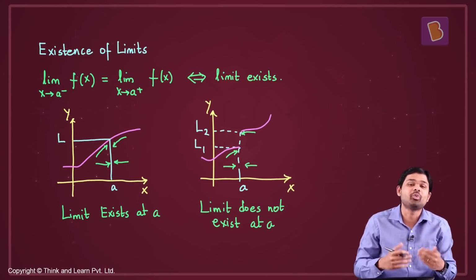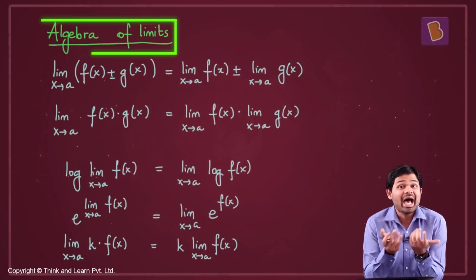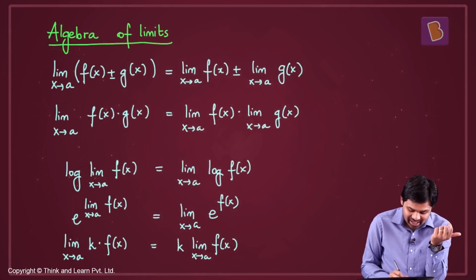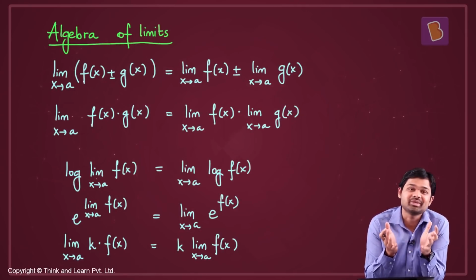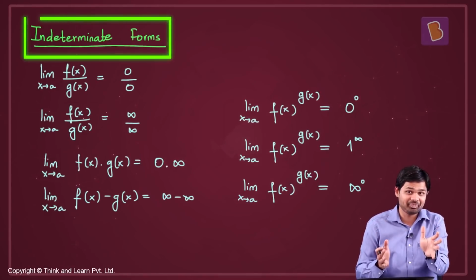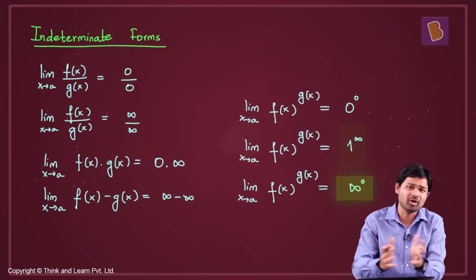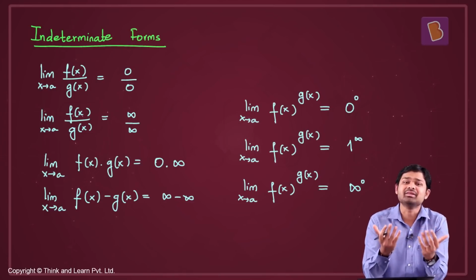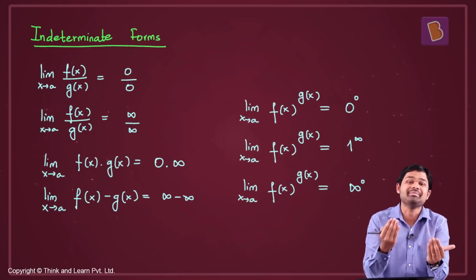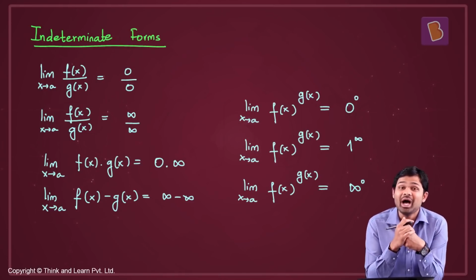And over this, we build a lot of other concepts such as algebra of limits. And finally, we move on to the most important part of limits, which is the indeterminate form. There are 7 different indeterminate forms, and in fact, all of these different indeterminate forms are more or less the same thing. They all can be interconnected from one form to another.